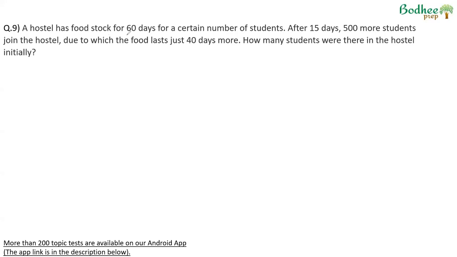A hostel has food stock for 60 days for a certain number of students. After 15 days, 500 more students joined the hostel, due to which the food lasts just 40 days more. How many students were there in the hostel initially? A hostel has food stock for 60 days, suppose n students.